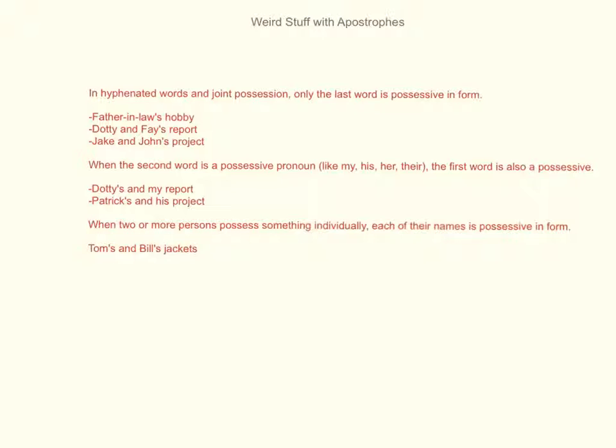So that's all I have to say about apostrophes. I hope that helps. I think it's fairly straightforward, but there are some weird things with apostrophes.